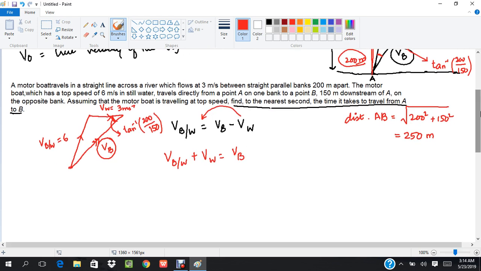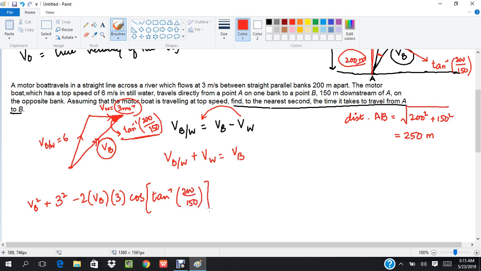So what I'll do is, according to the cosine rule, velocity of B squared add 3 squared, which is here, subtract 2 times VB times 3, sorry, there's no square here, times cos of this angle here, and this angle is this whole thing. So I'll enter tan inverse of 200 upon 150, is equal to VB squared.